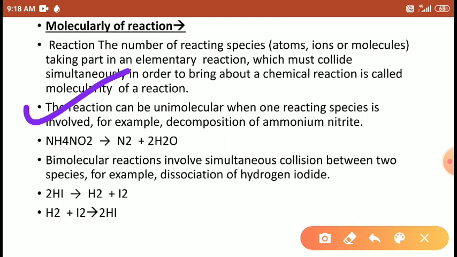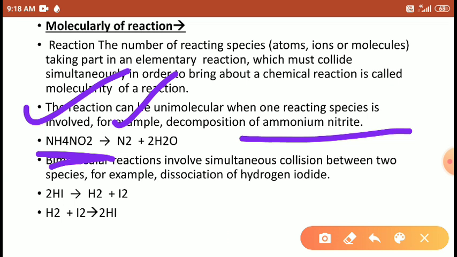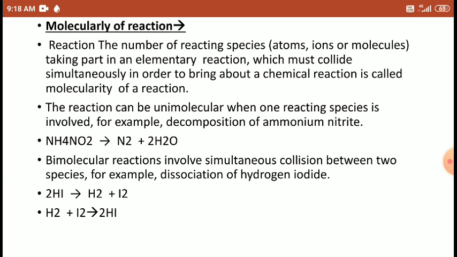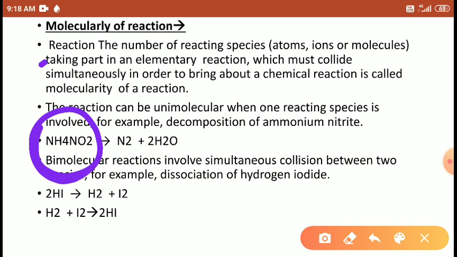Okay, a reaction can be unimolecular when only one reacting species is involved. For example, ammonium nitrate. Here only one reacting species is involved, so we call this a unimolecular reaction. It is unimolecular because only one species is there.